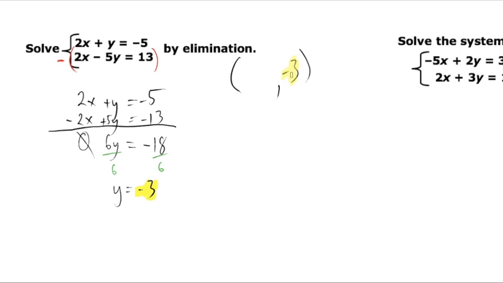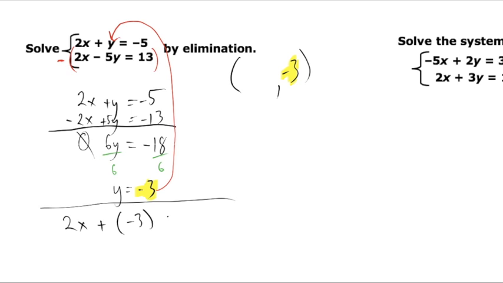So just like with substitution, now I just need to substitute what I just found into either of the equations. It doesn't matter which one. So I'm going to substitute it into the top equation. Doing that, I get 2x plus parentheses negative 3, since I'm substituting in something, equals negative 5. So here I have a plus, a negative, so I'm just going to change this to a minus.